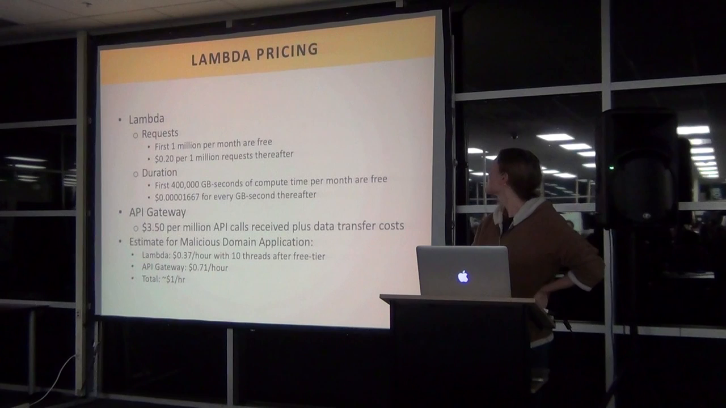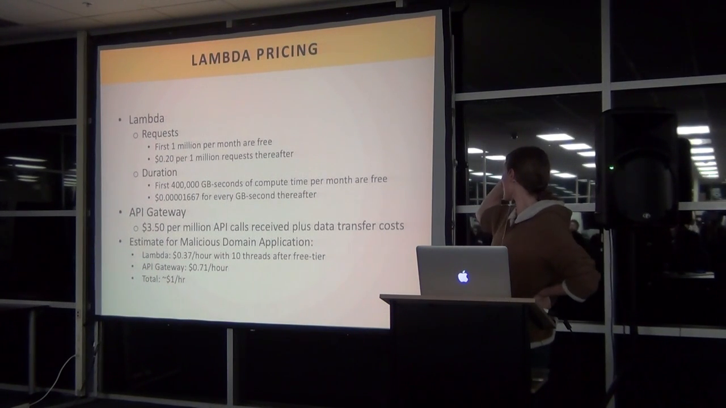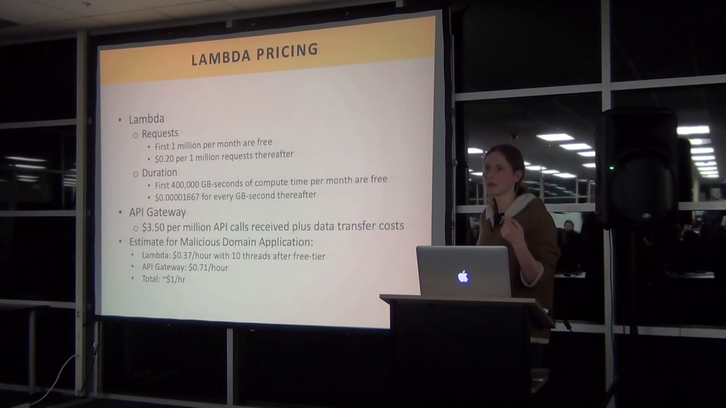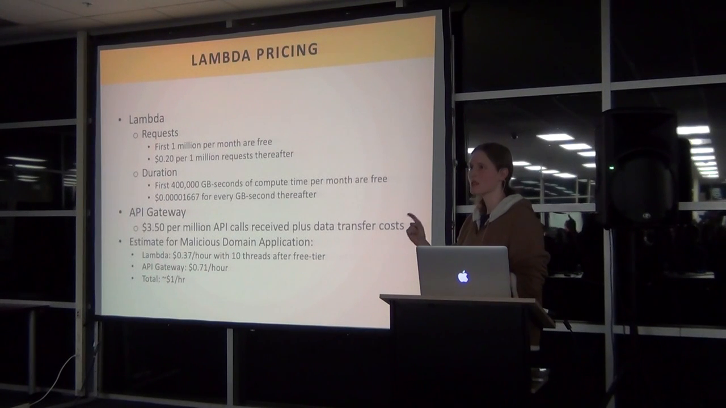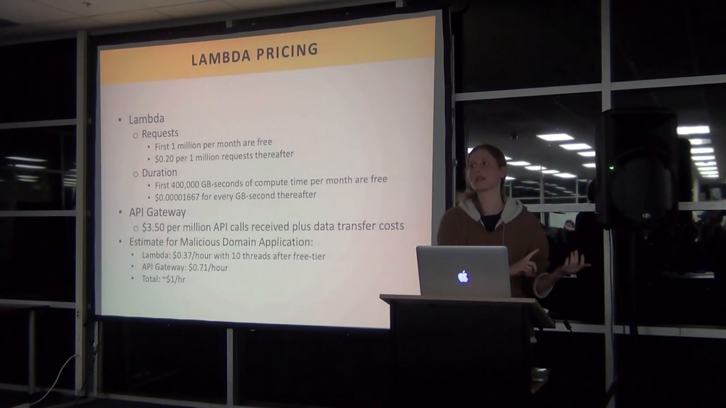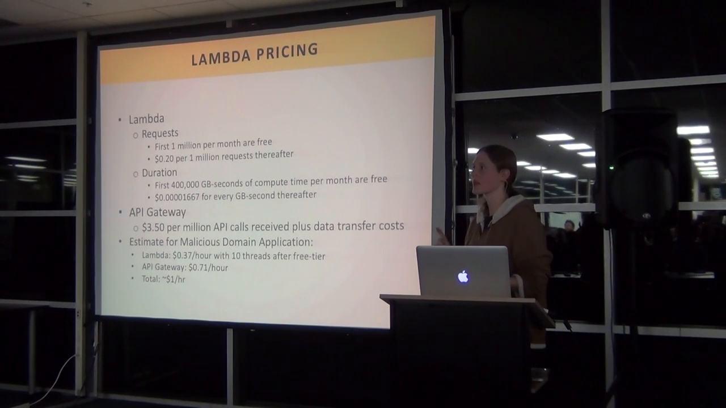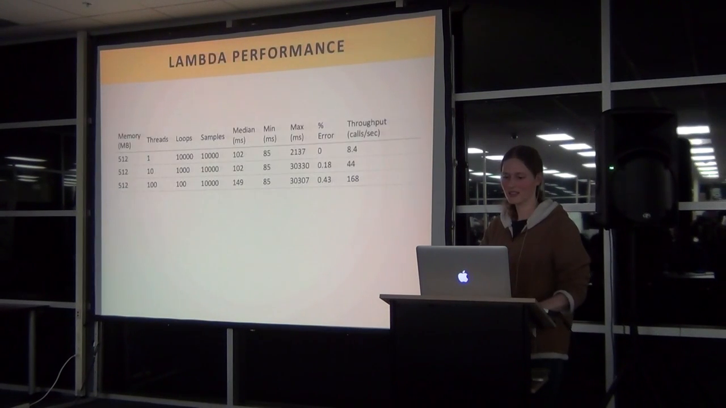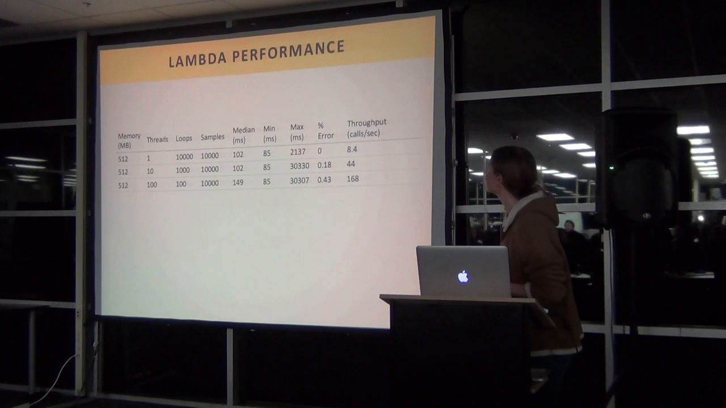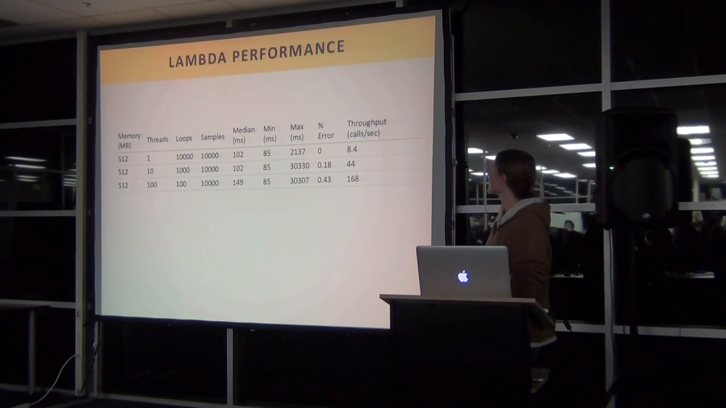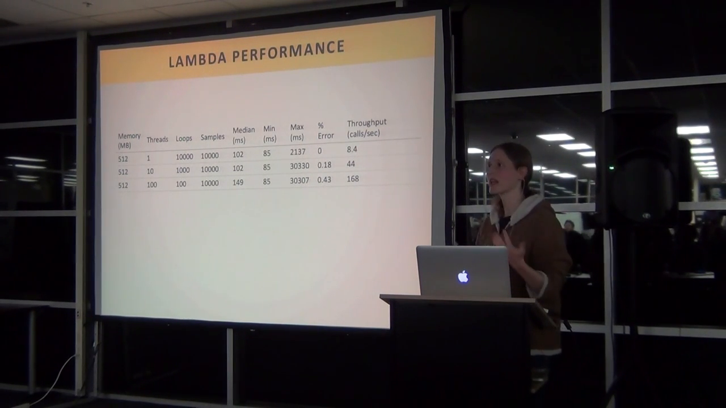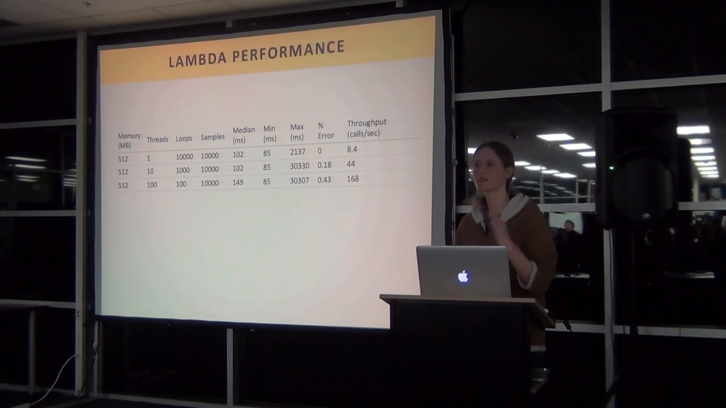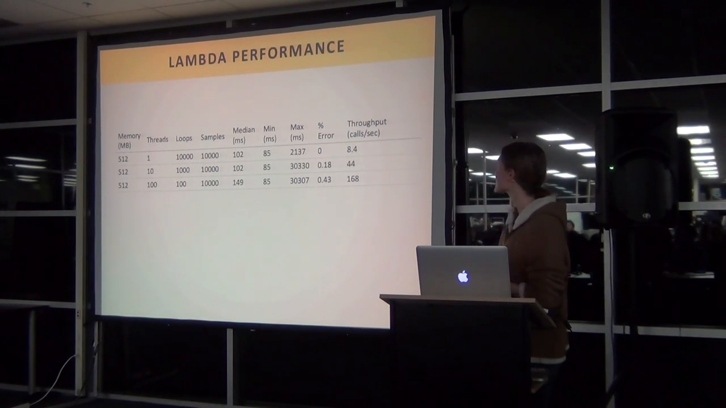Let's go through the pricing. It's a very generous pricing plan. In the app that I just showed you, after the free tier, it would cost $1 an hour to run. So you can imagine the cost of that compared to a DevOps team and the cost of hardware and so forth. This is really a democratization of scaling. I ran some performance tests. You see that as we make more threads, the percent error increases. So if you're building an app that needs 100% non-error, that's something you should take into consideration.